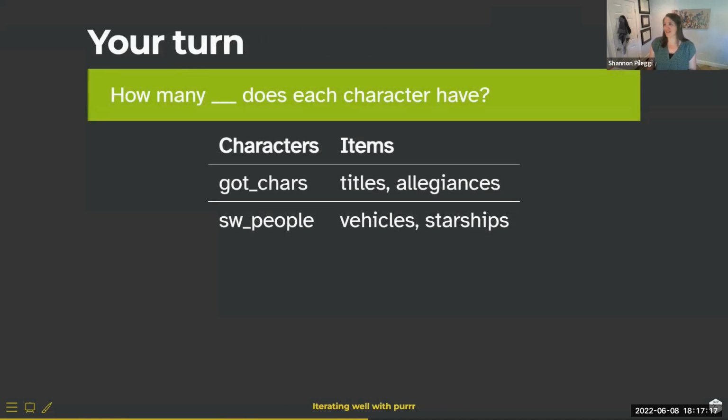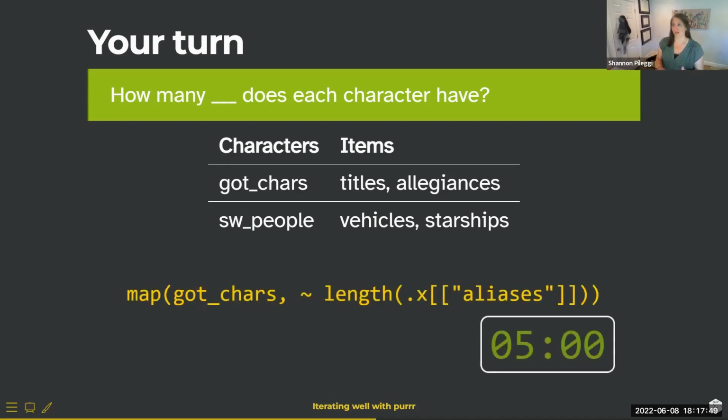And now it is your turn to try. The best way to get proficient at new ways of coding is to actually do it yourself. So what I want you to think of is how many of something does each character have? If you like Game of Thrones, you can work with the Game of Thrones characters, and a suggestion is you can look at their titles or their allegiances. And if you're into Star Wars, you can look at SW people, and maybe you can look at vehicles or starships. Don't forget the syntax we just used is there to help you.